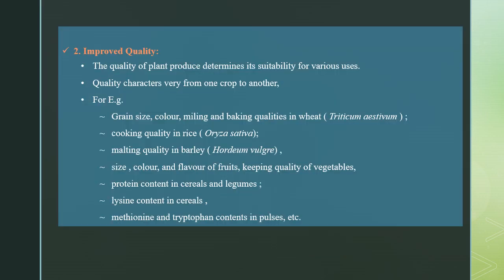After the yield, the second objective is improved quality. The quality of plant produce determines its suitability for various uses. That means if we have developed a variety like rice, and its cooking quality is very poor, then we will not choose it. It is famous for high yield, but it is not giving the desired quality, then you will not prefer it.